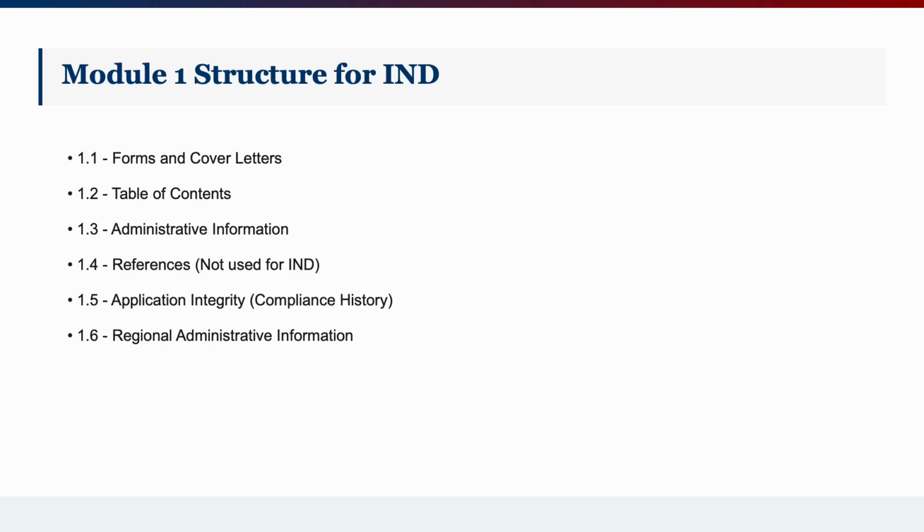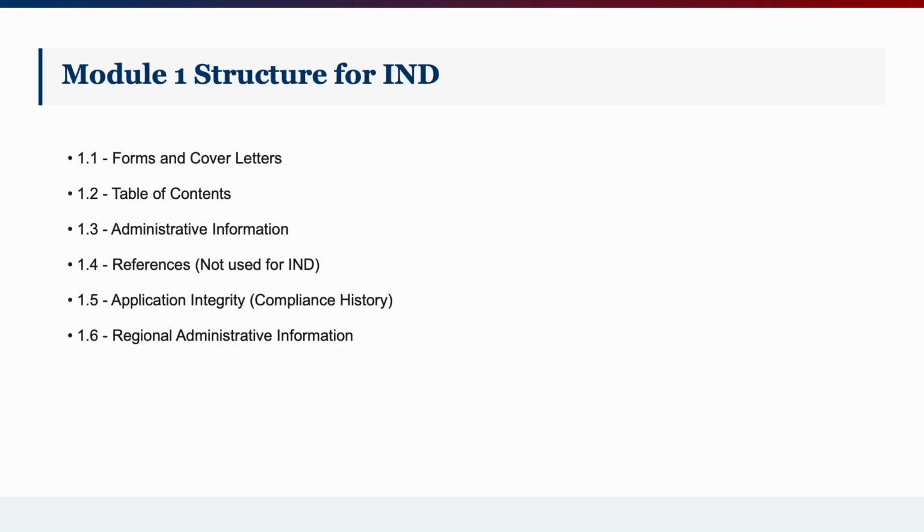Now let's look at the structure of Module 1 for an IND application. The module is divided into several major sections, and I want you to understand that not all sections are required for every type of submission. Section 1.1 contains your forms and cover letters. This is where you'll include Form FDA 1571 and your cover letter to the FDA. Section 1.2 is your table of contents, which provides a roadmap to your entire submission.